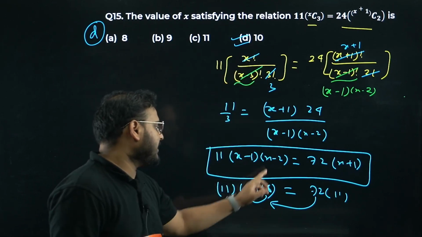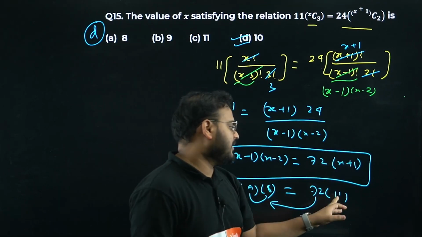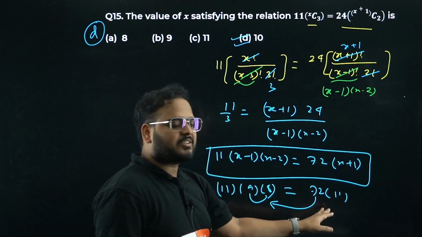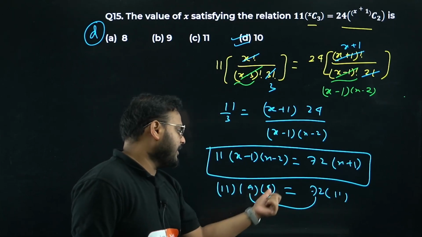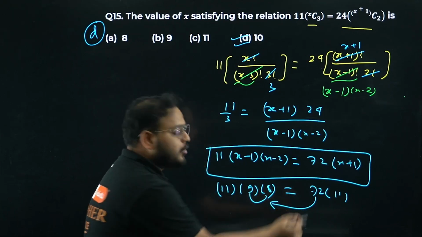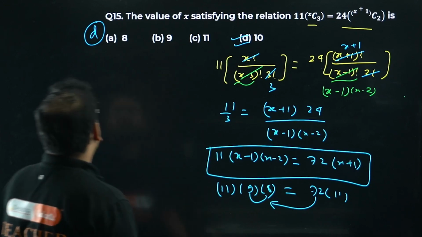10 minus 1 is 9 and 10 minus 2 is 8. Over here 10 plus 1 is 11. 11 into 72 I'm getting on this side. RHS over here, 11 into 9 into 8. How much is that? 72 only, no? Right? Done. 15th is done.